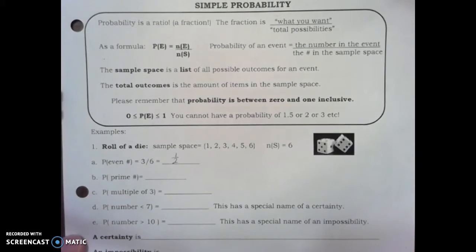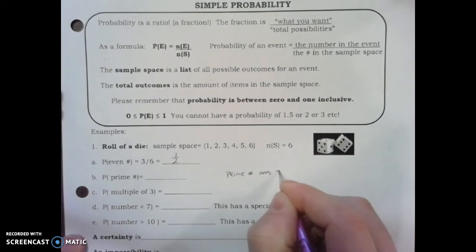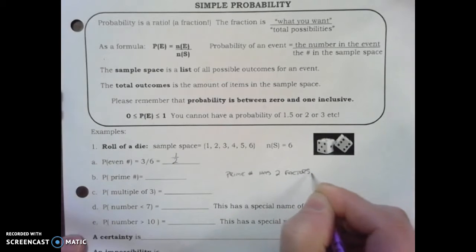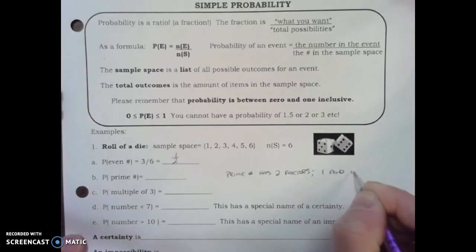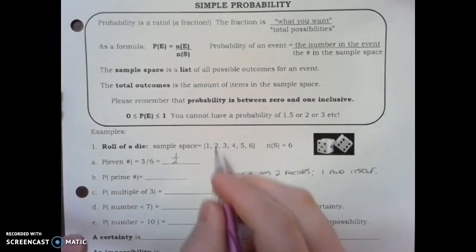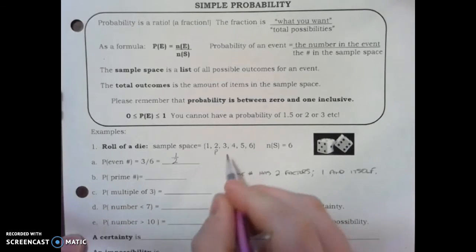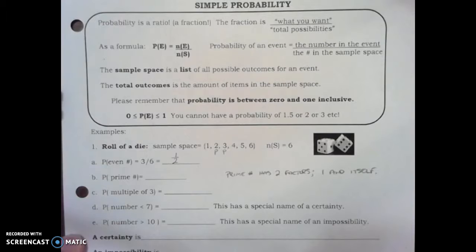In part B, they want to know what's the probability of getting a prime number. Okay, well, it's important to remember that a prime number has two factors, 1 and itself. And so we have to look at these numbers and figure out which ones have exactly two factors, themselves and 1. Well, 1 times 1 is 1, so 1 only has one factor. 2, 1 times 2 is 2, so that's two different factors, so that's a prime number. 3, 1 times 3 is 3, that's the only way we can do that, 2 factors, so 3 is prime.